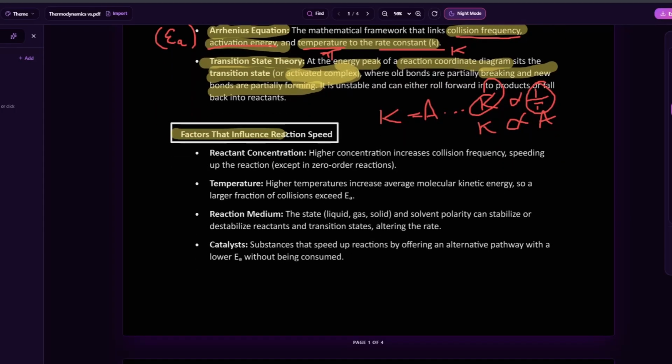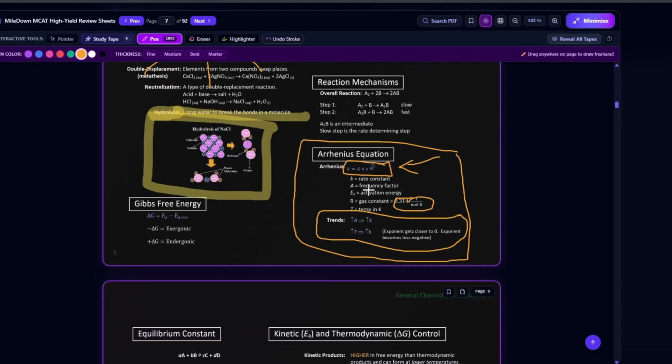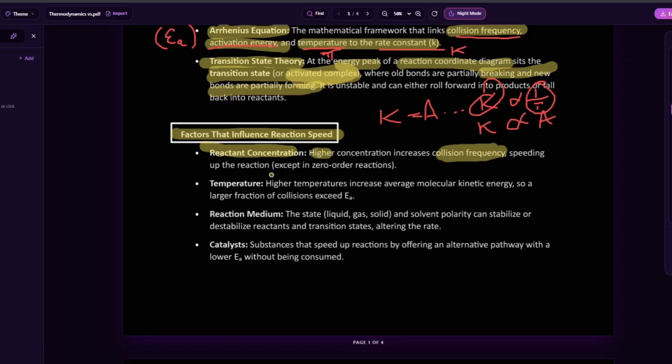Okay, factors that influence reaction speed. Now you have to know what factors will influence a chemical reaction speed. One of them is the reactant's concentration. Higher concentration increases collision frequency, speeding up the reaction. As we said before, if you have a higher frequency factor, then K, the rate constant, is going to increase. So this is all linked back to the Arrhenius equation. If temperature increases, you increase average molecular kinetic energy. By definition, temperature is your average kinetic energy, right? So if you increase temperature, it will lead to a larger fraction of collisions. So basically your reaction speed goes up.